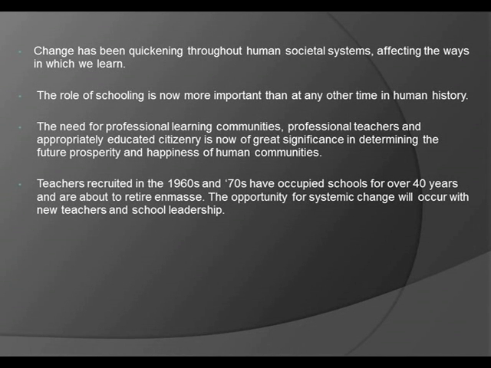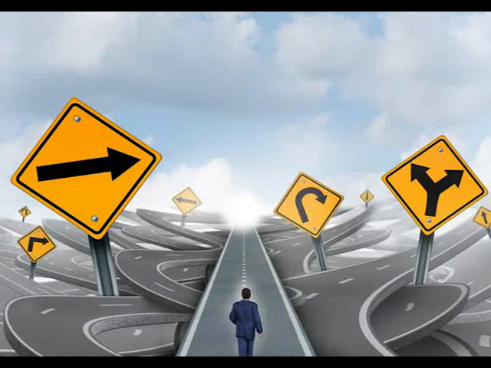Change has been quickening throughout human societal systems, affecting the ways in which we learn. The role of schooling is now more important than at any other time in human history. The need for professional learning communities, professional teachers and an appropriately educated citizenry is now of great significance in determining the future prosperity and happiness of human communities. Teachers recruited in the 1960s and 70s have occupied schools for over 40 years and are about to retire en masse. The opportunity for systemic change will occur with new teachers and school leadership.